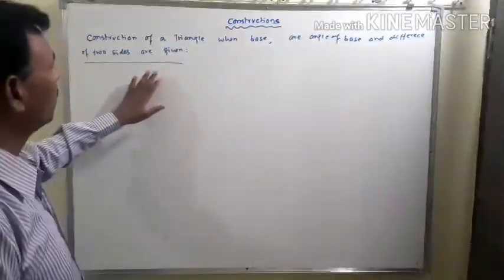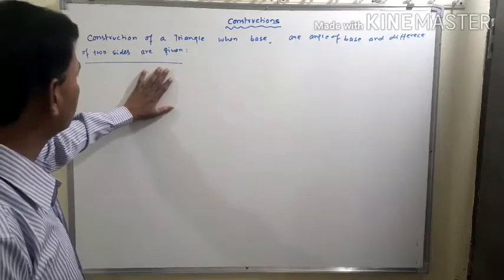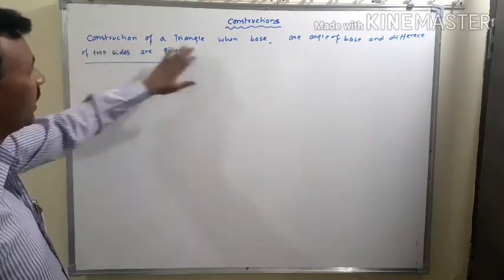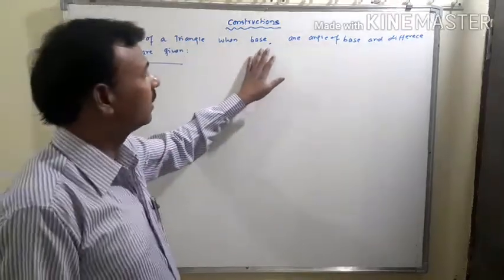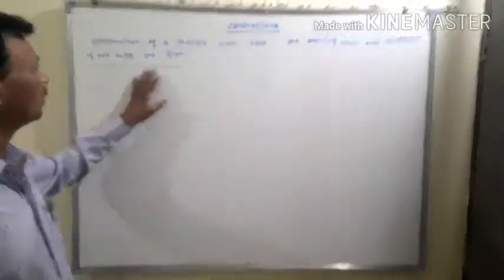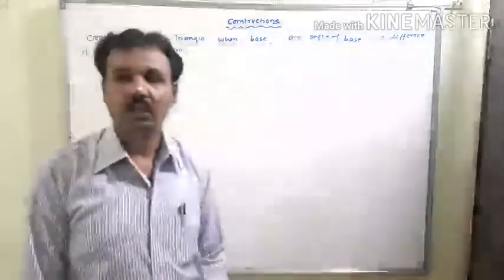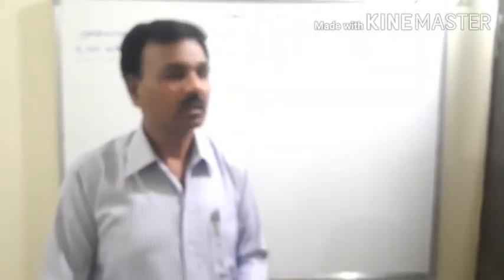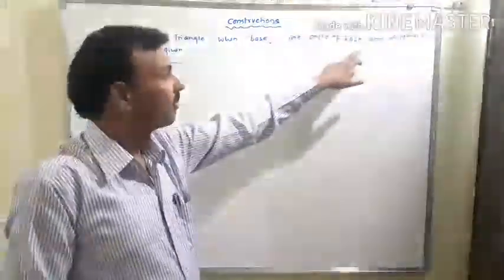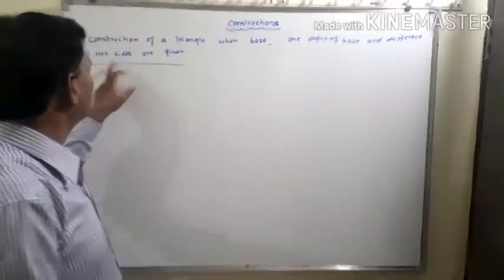Hello students, in this video we will discuss an important construction: the construction of a triangle when the base, one angle of the base, and the difference of two sides are given. Here, the length of the base, one angle of the base, and the difference of two sides are given.